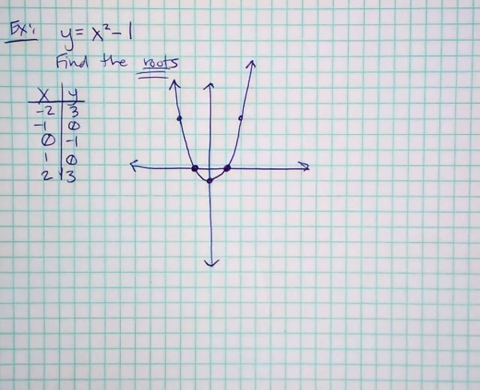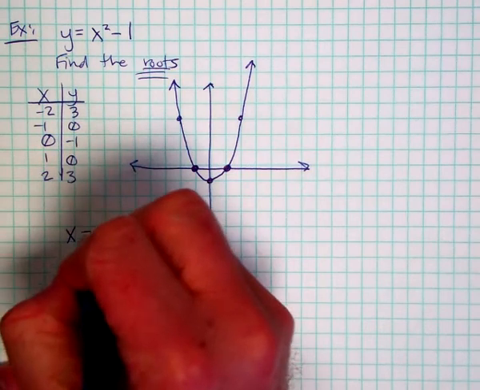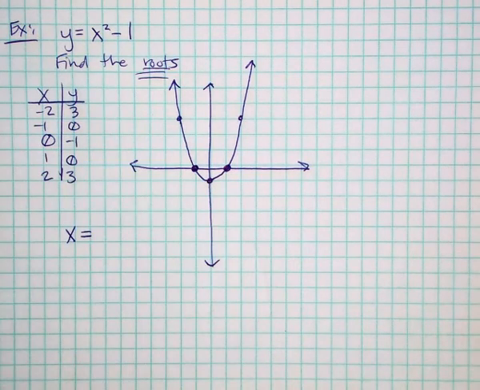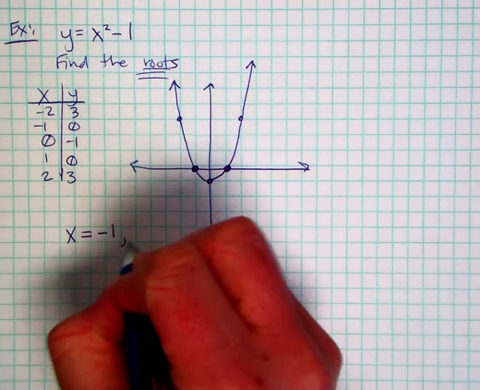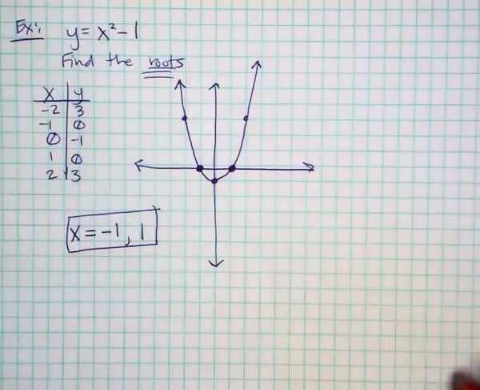Here's how you write your solution. X equals, my roots were at what two numbers on the x-axis? Mateus? -1 and 1. -1 and +1. So, if my roots were at -1 and +1, there's my answer. Those are my roots.